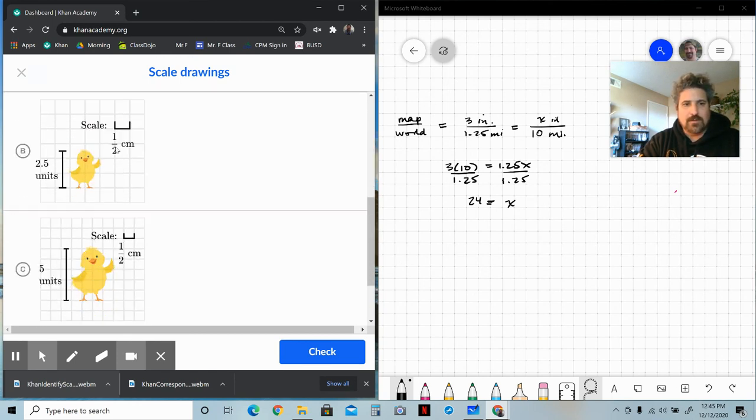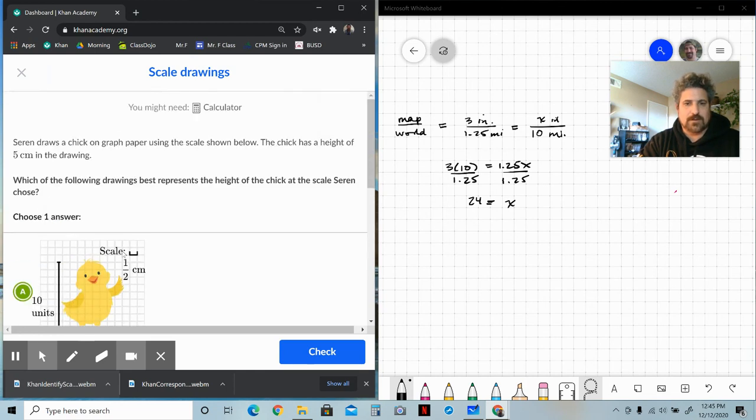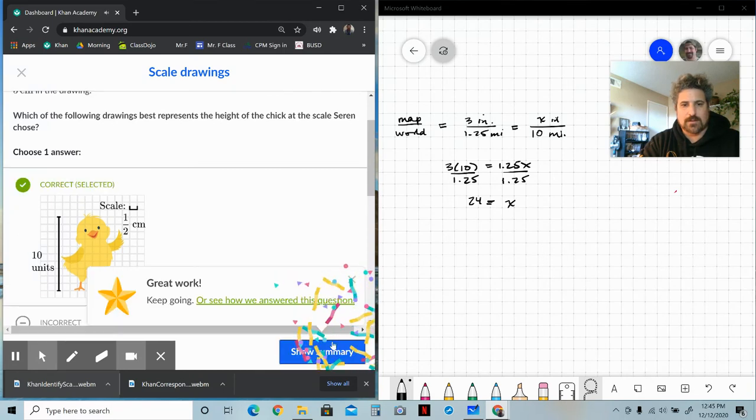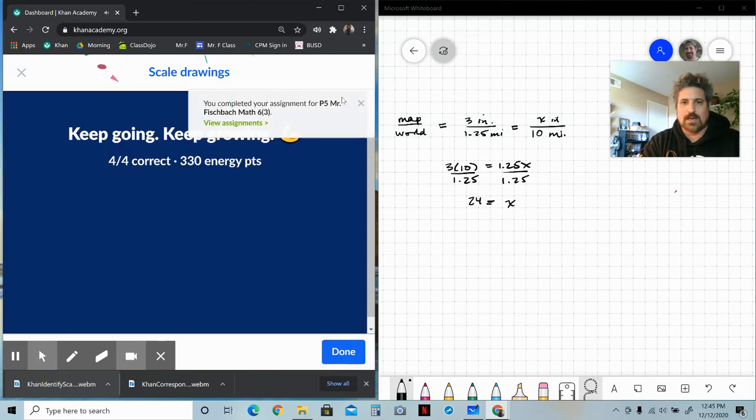This one would be a half, right? So then 2.5 halves is not going to be equal to 5. This one would be 5 units and a half each. So that's not going to be equal to 5. So the one that's equal to 5 centimeters is the first one. So that would be A. And that's kind of how you do that. All right, cool.